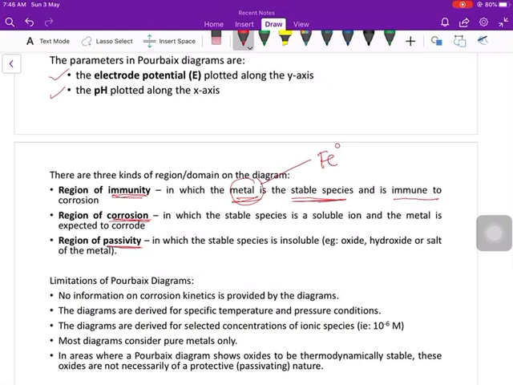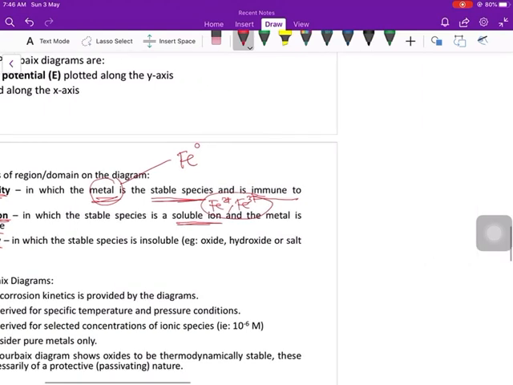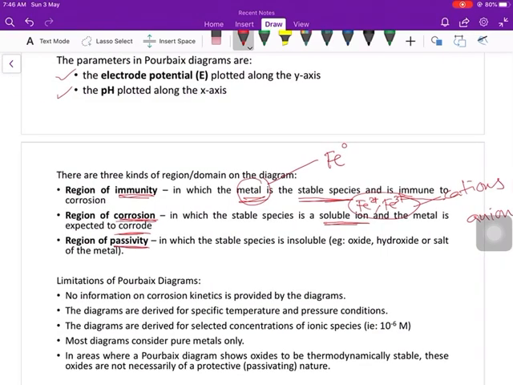It will not corrode. In the corrosion region, the most stable species is the soluble ion of that metal, for example, ferrum 2+, or at higher oxidation potential, ferrum 3+. So you expect in that region the metal will corrode. It has two sides. One is the cation in the acidic region, and in the alkaline region it will tend to form anion. So the third region is passivity.